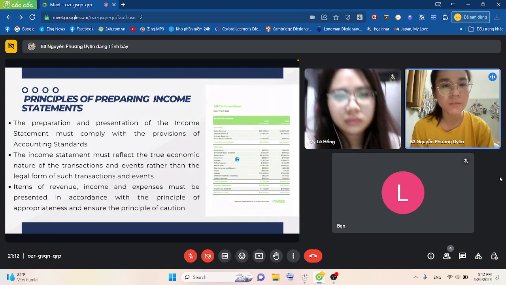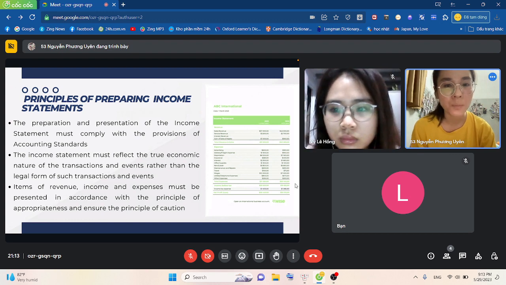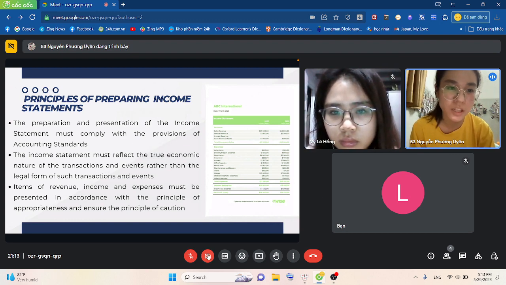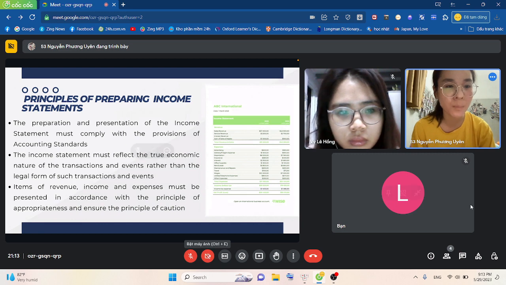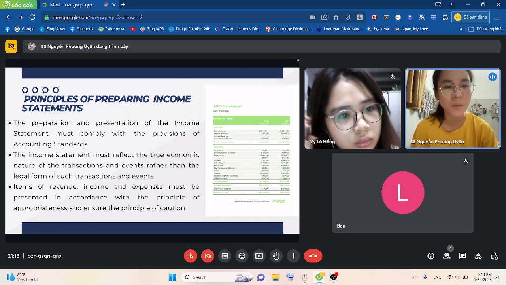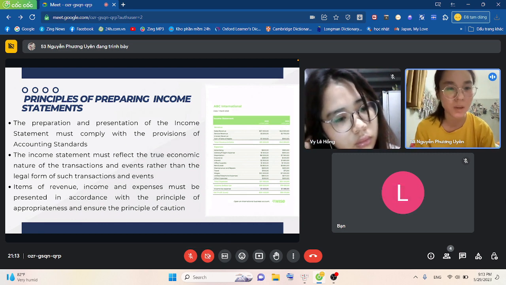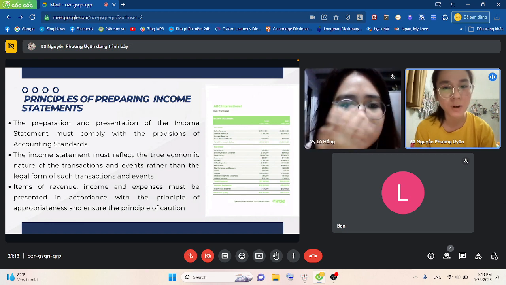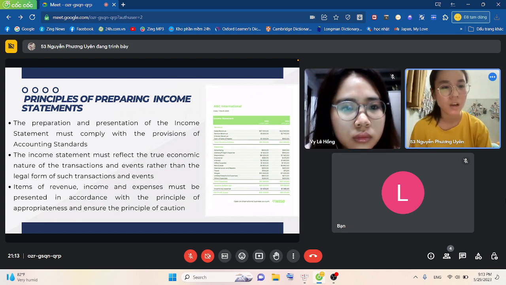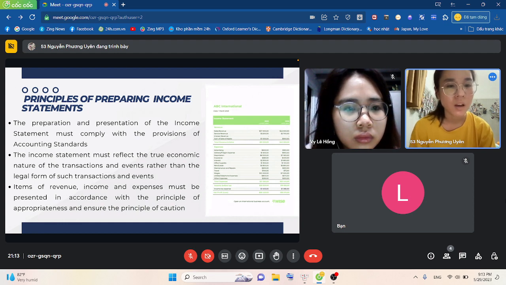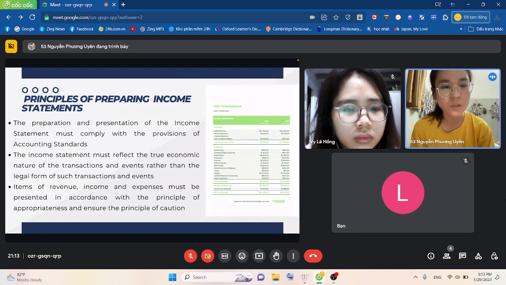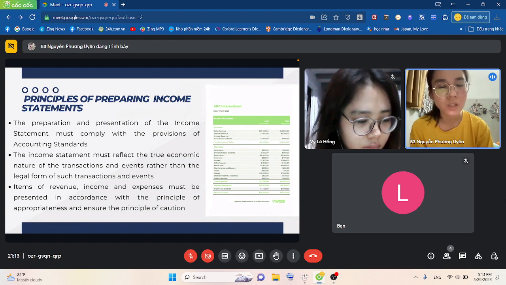Principles of preparing the income statement. The preparation and presentation of the income statement must comply with the provisions of accounting standards. Essential information must be explained to help readers understand the true financial situation of the business.